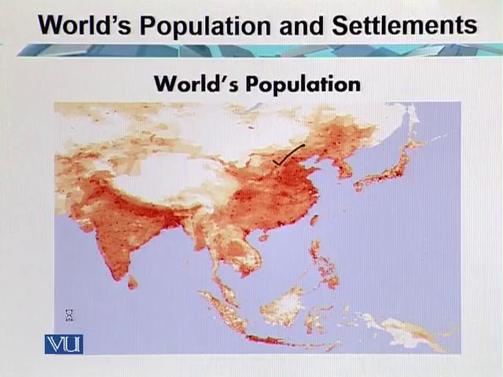This serves to remind us that the great majority of the people in East Asia are farmers, not city dwellers. So China has large cities such as Shanghai and Beijing.